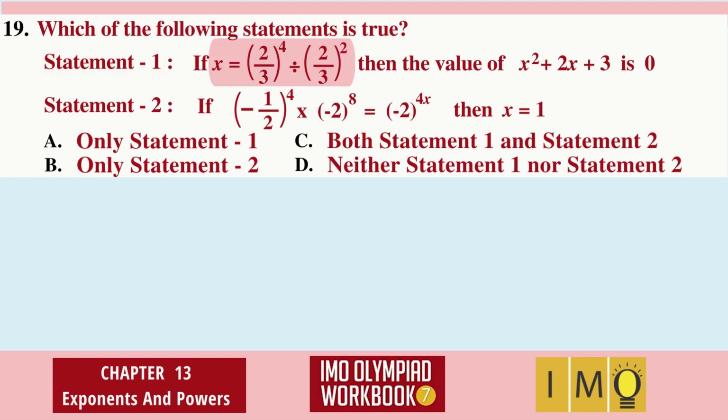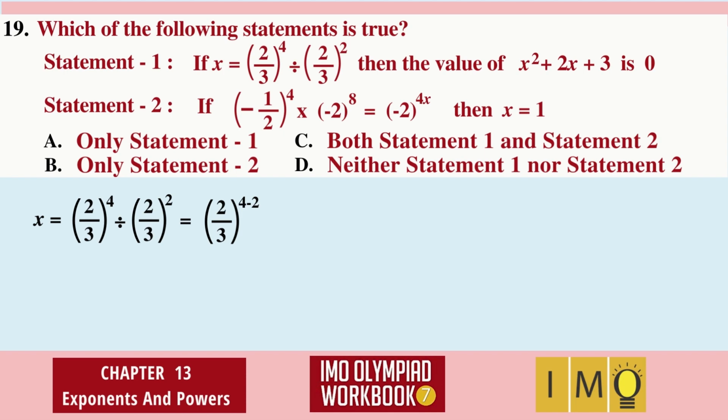First, let us find the value for x. x is equal to (2/3)^4 divided by (2/3)^2. That is equal to (2/3)^(4-2), or (2/3)², which is 4/9.